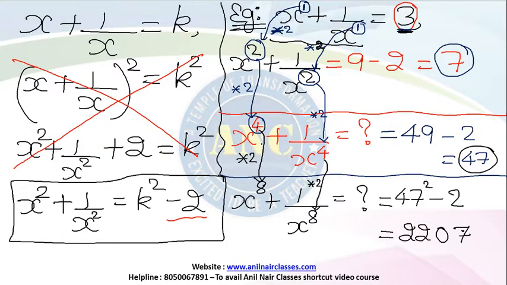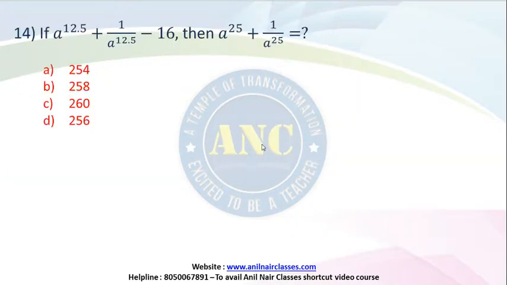So based on whatever we have discussed, we shall solve some questions right now. Listen to this carefully, sir. Very simple and extremely beautiful way of solving the question. It is just a 1 second answer, and you can solve it without using a pen if you have understood. A power 12.5 plus 1 by a power 12.5 is equal to 16. Then find the value of a power 25 plus 1 by a power 25.